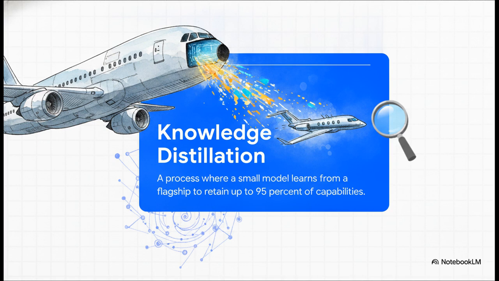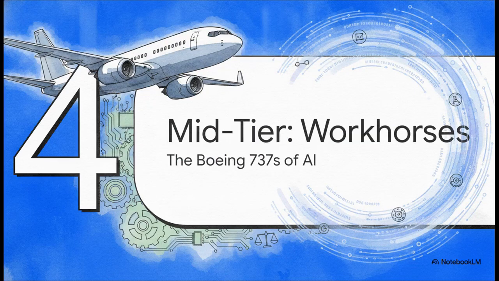This brilliant technique allows the light model to retain about 90 to 95% of the larger model's capabilities. It's effectively taking the raw brilliance of a giant commercial jet and packing it perfectly into a tiny, super agile private aircraft. Moving right along to Section 4, the mid-tier workhorses.